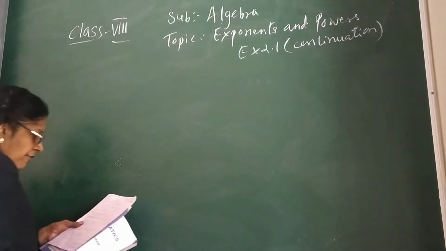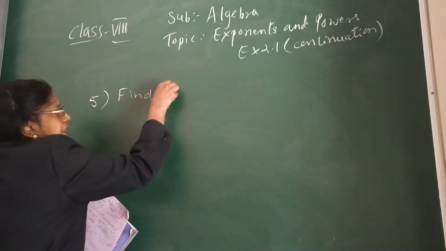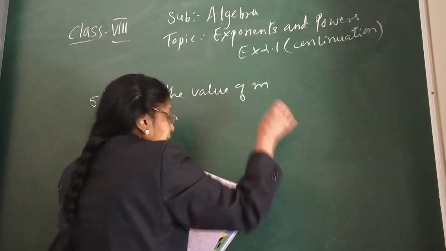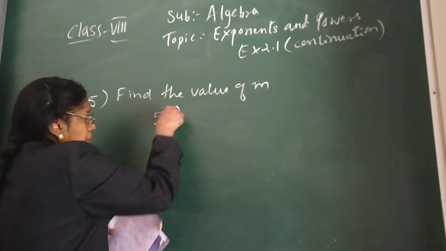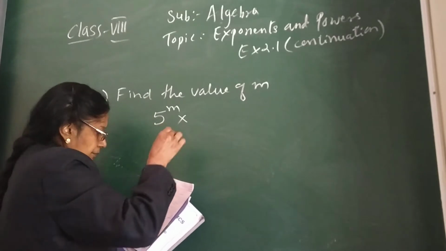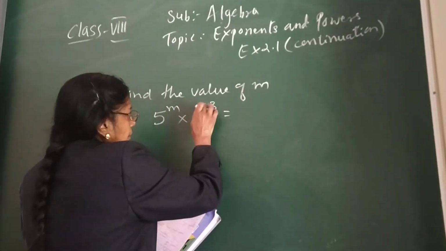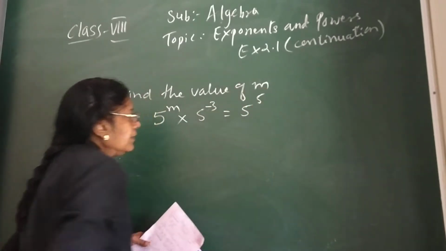Now we will go to the fifth main. Very important. Find the value of m. What is given? 5 to the power of m into 5 to the power of minus 3 is equal to 5 to the power of 5.